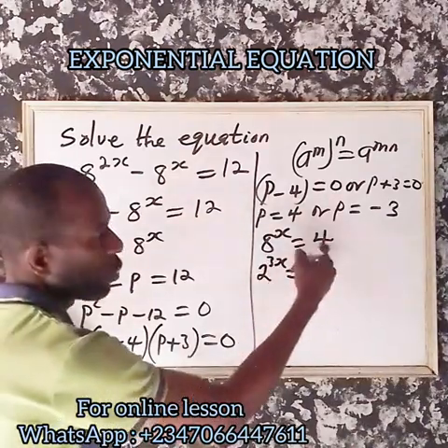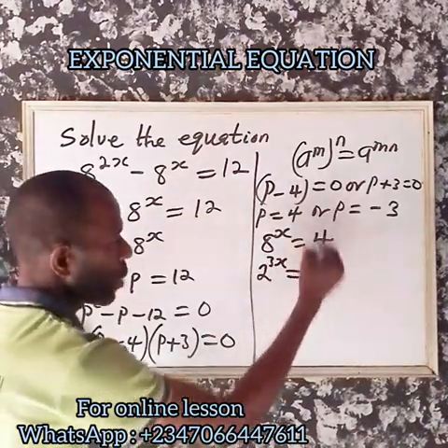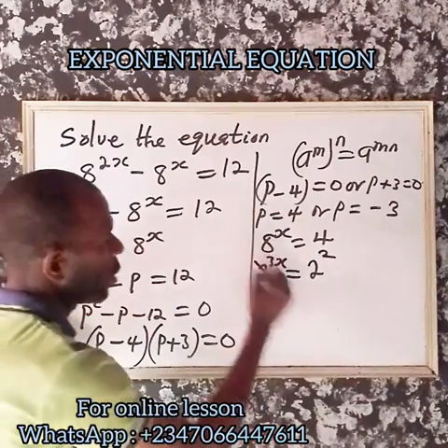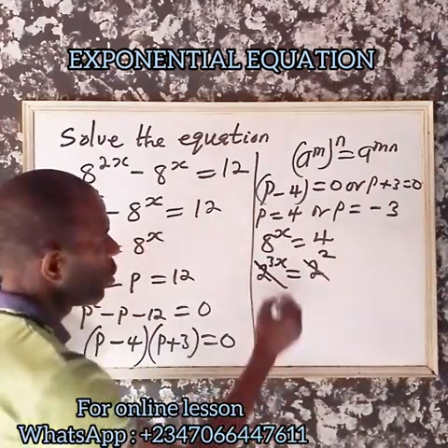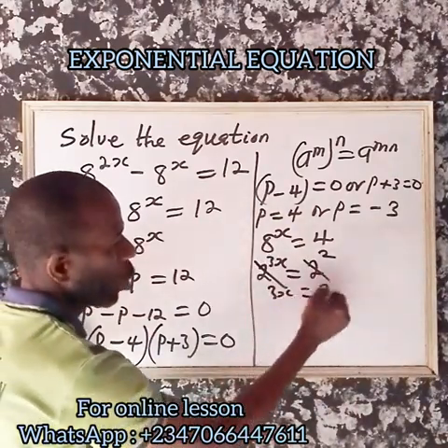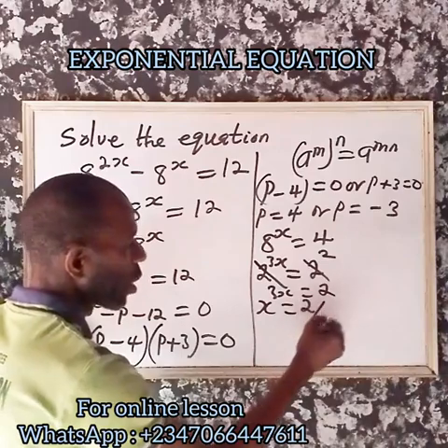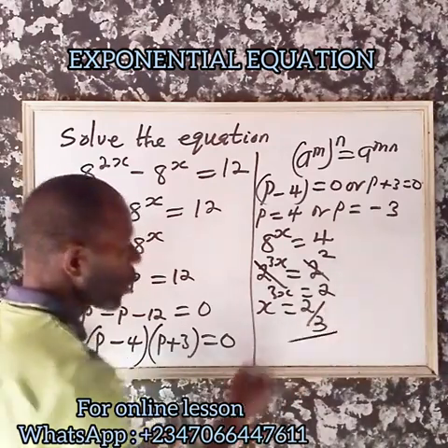Then equal to, also break this one down to base 2. Express it as a power of 2, it becomes 2 raised to the power 2. Here, the bases can be taken care of. We then have 3x equal to 2, then x equals 2 over 3. That is the first one.